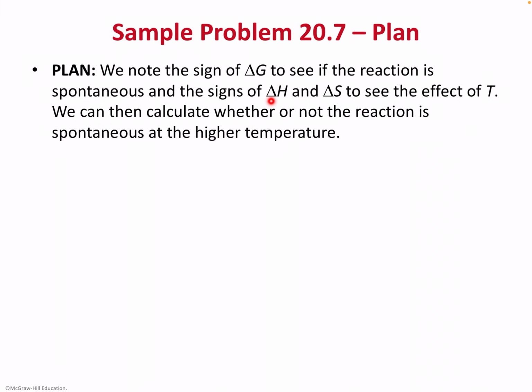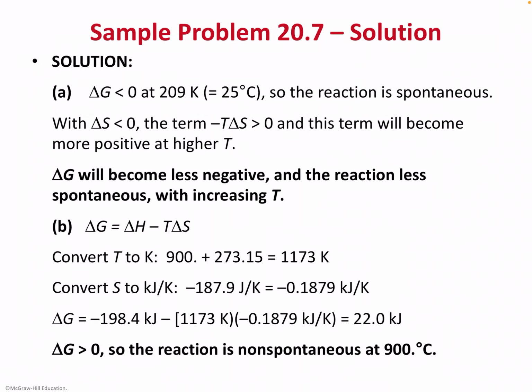And the signs of delta H and delta S to see the effect of temperature. We can then calculate whether or not the reaction is spontaneous at the higher temperature. So the value for delta G is negative, less than 0 at 298. So the reaction is spontaneous, right? Delta S is also less than 0, negative.